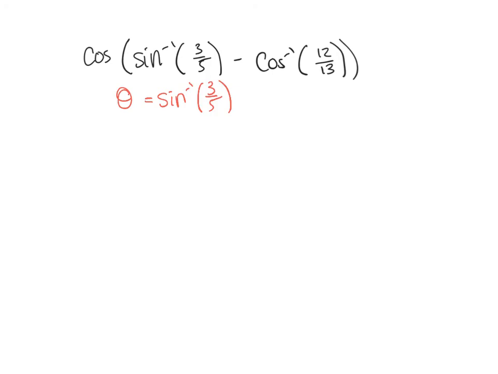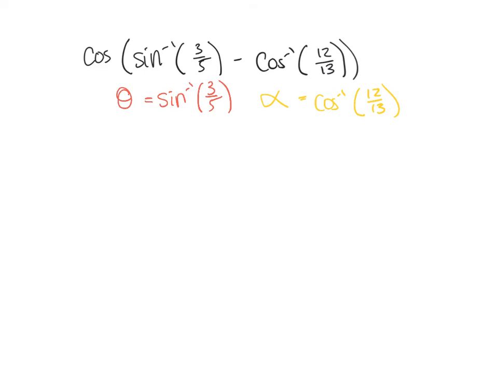And then over here for our cosine, we'll do that one maybe in yellow. This is really, we'll say alpha. Got to use another letter. Alpha is really equal to cosine inverse of 12 over 13, because that's the angle for a different triangle. So these are two different angles.